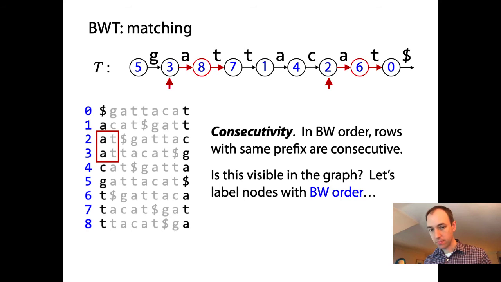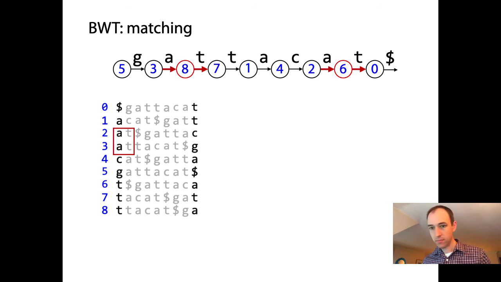Okay? So in this example, again, we have 2 and 3 as the row indexes for these two rows that start with AT. Likewise, for the two paths that match AT, the nodes just upstream, the nodes at the heads of those paths, have labels 2 and 3, and those are consecutive.